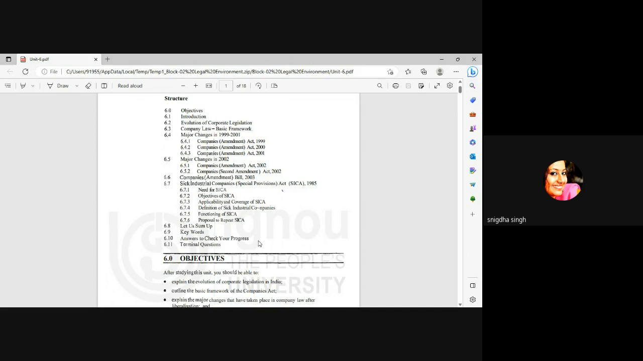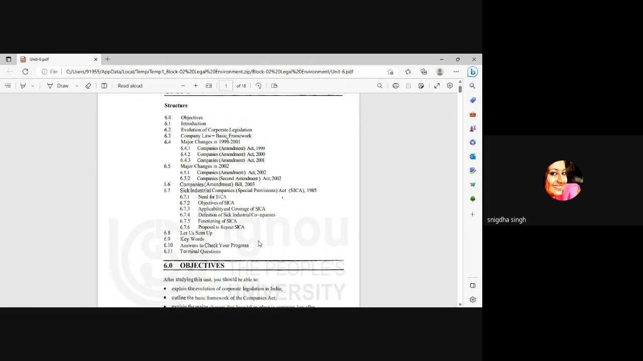But just to let you know, when we are talking about the amendments here, the Indian company law, the Companies Act 1956, was amended heavily in 1999, 2000, 2001, 2002. But the Companies Act has mostly been revised under the 2013 Act. So what we follow now is the Companies Act 2013.